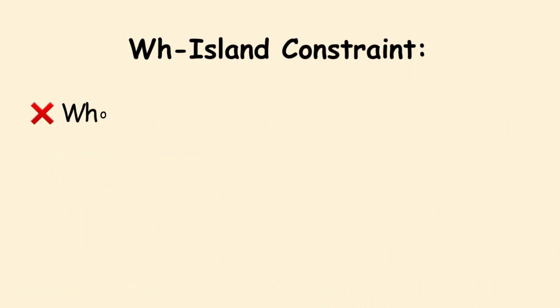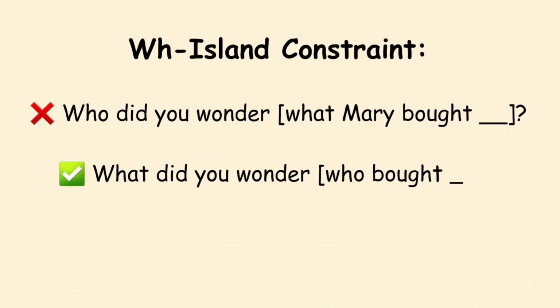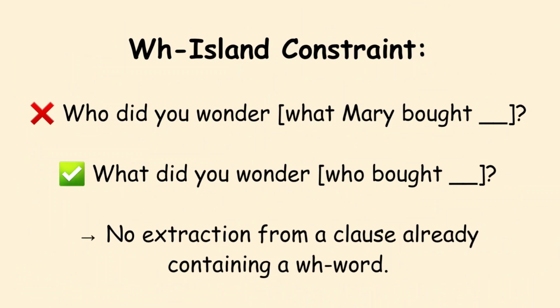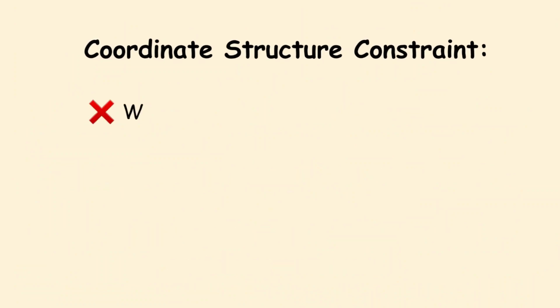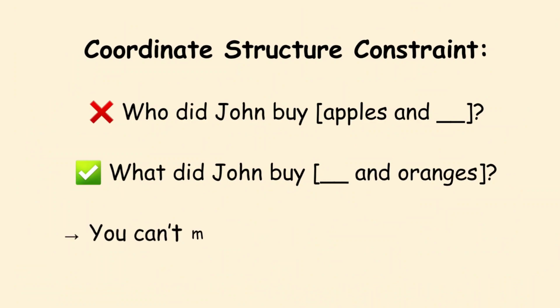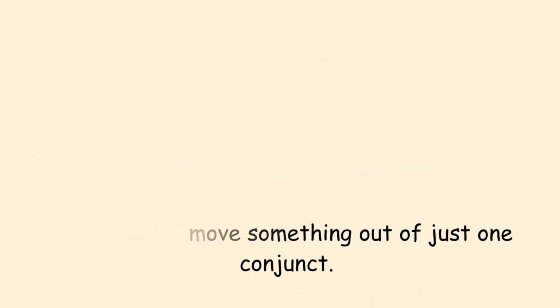WH island constraint. Who did you wonder, what Mary bought? Is wrong. What did you wonder, who bought? Is correct. No extraction from a clause already containing a WH word. Coordinate structure constraint. Who did John buy, apples and? Is wrong. What did John buy, apples and oranges? Is correct. You can't move something out of just one conjunct.